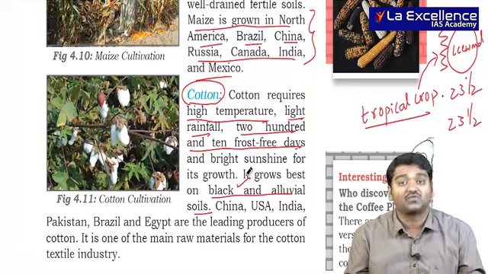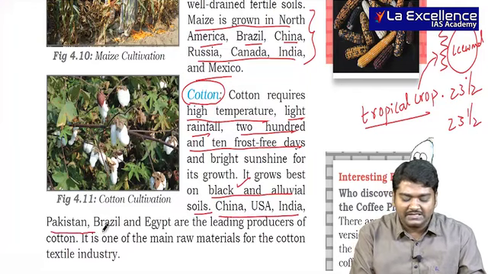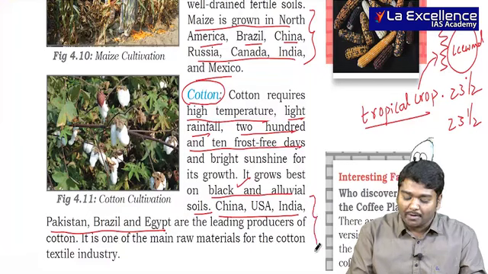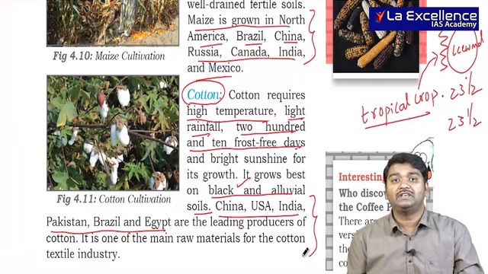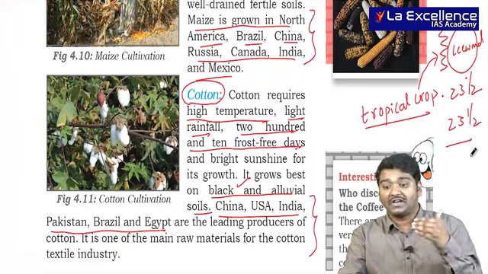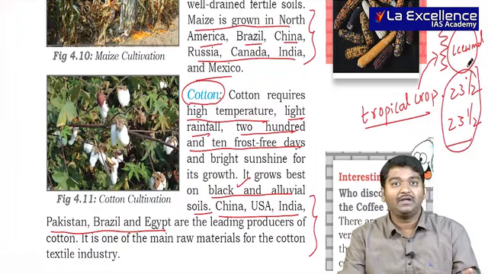Usually black soil is very, very good. China, USA, India, Pakistan, Brazil and Egypt are the leading producers. I want you to remember this, and most of these countries actually fall between 23.5 north and 23.5 south. Only in those regions you usually see cotton being grown.